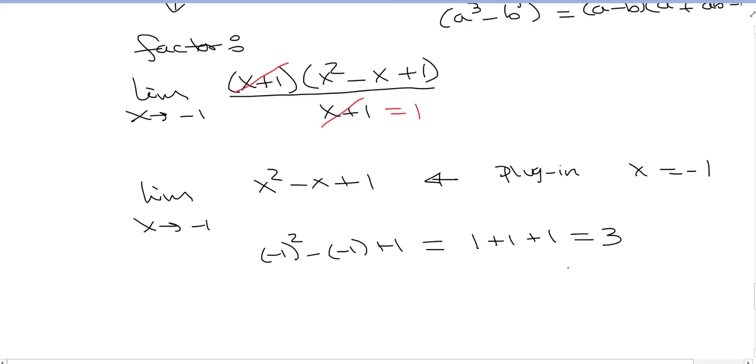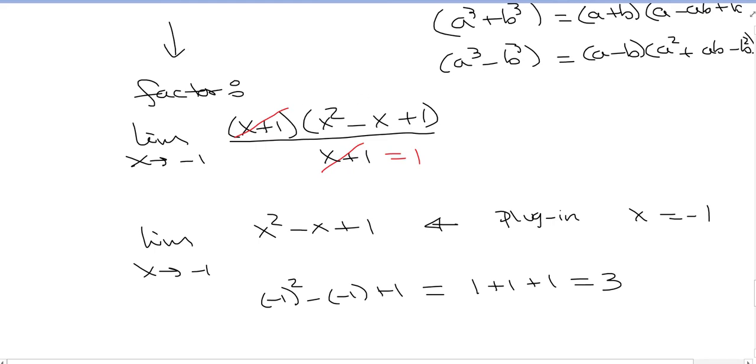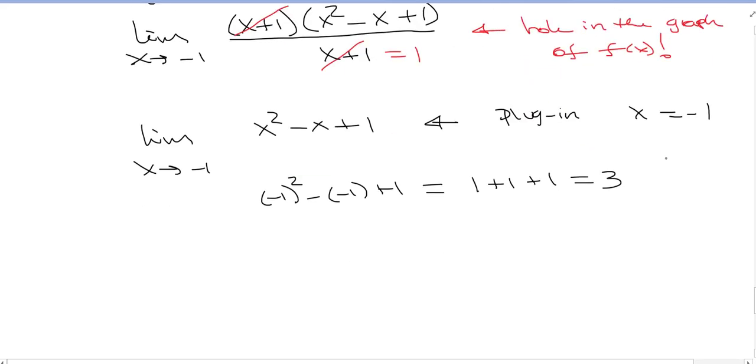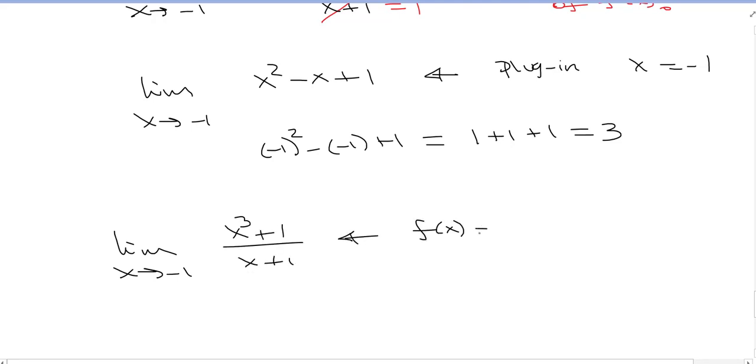So what does this mean? Now, as in the previous example, as soon as you're able to cancel out a term like this, that means that there's a hole in the graph. And where is the hole? So let's summarize it here. I'm looking for the limit as x goes to -1 of x cubed plus 1 over x plus 1, right? So that means that my function is x cubed plus 1 over x plus 1.